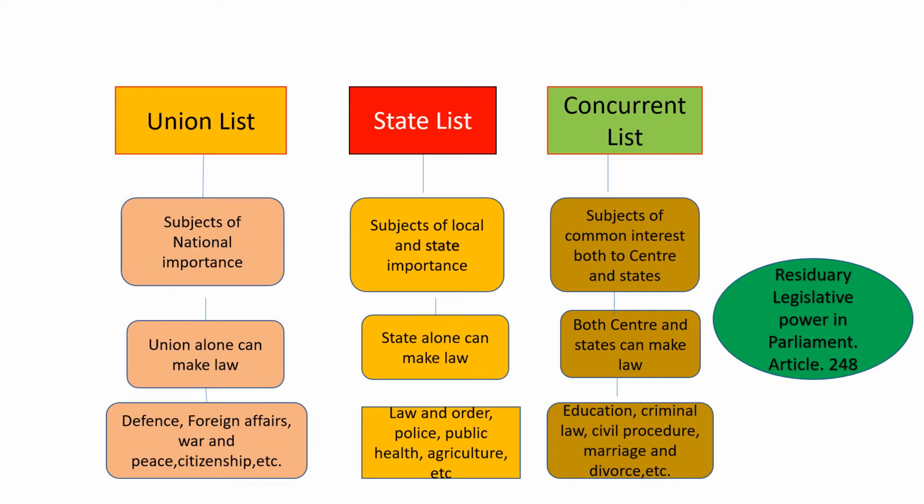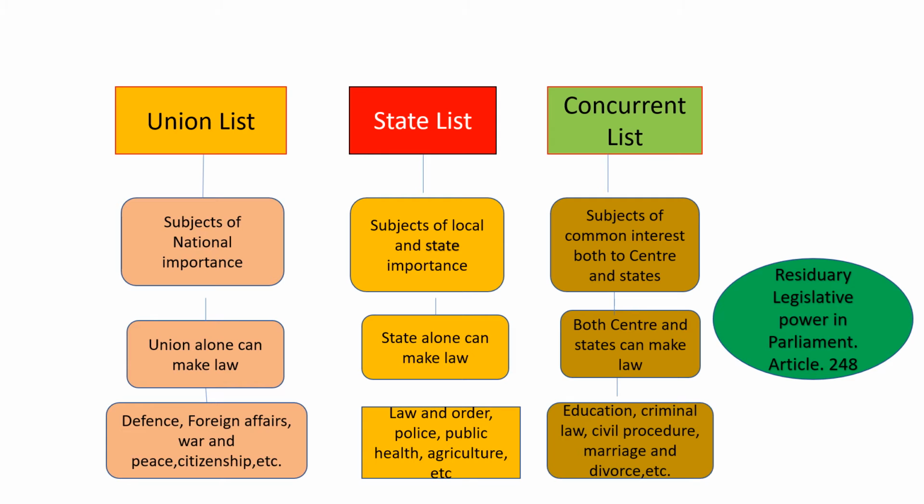List 2, that is the state list, which consists of 66 entries, comprises subjects which are of local and state importance. And on these subjects, only the states can make law. And the state list consists of matters like law and order, police, public health, agriculture, fisheries, state taxes, prisons and others.